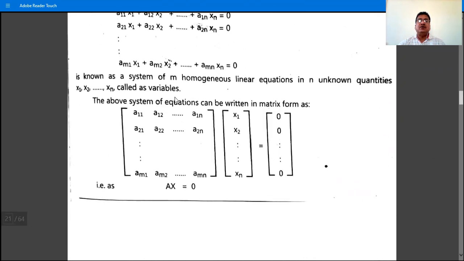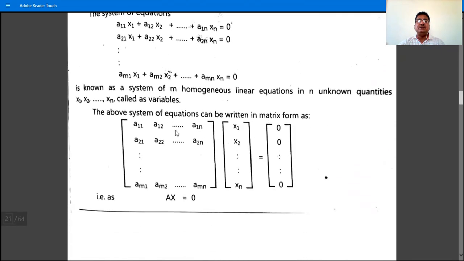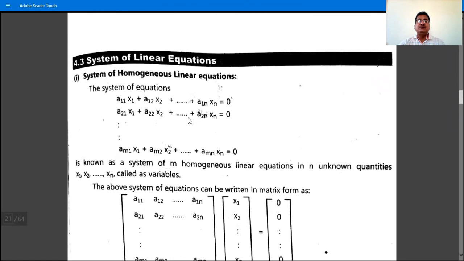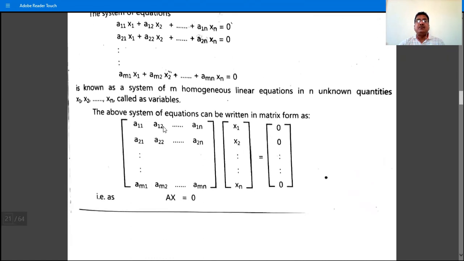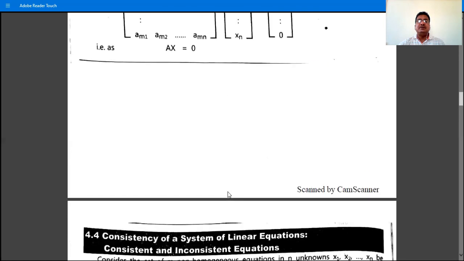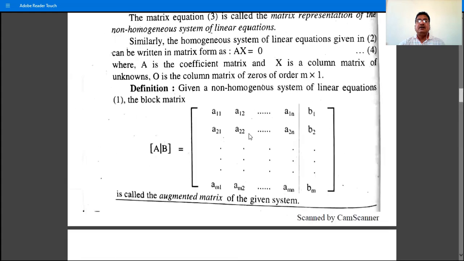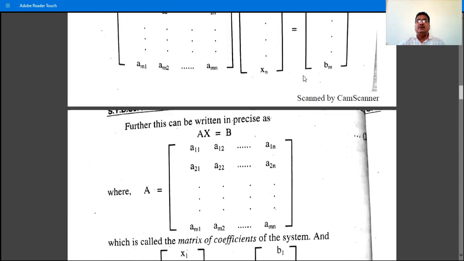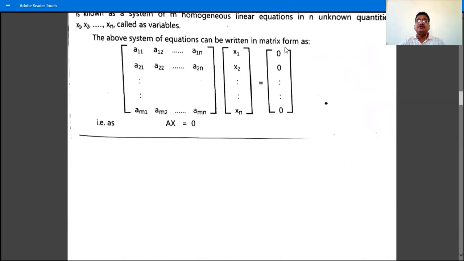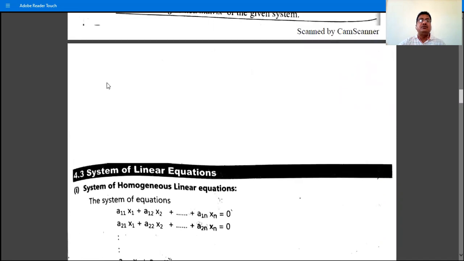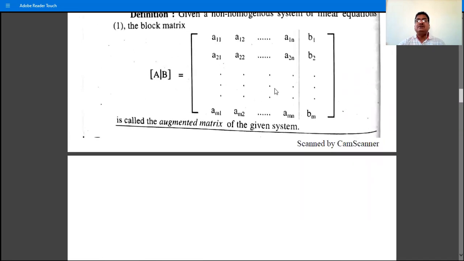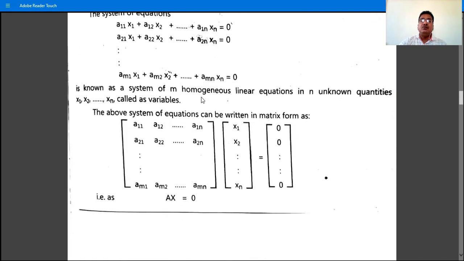So this is the homogeneous system of linear equations, and this is the matrix form, AX is equal to 0. And for the non-homogeneous system, its matrix form is AX equal to B. In the homogeneous system, the column matrix B is 0, and in the augmented matrix A|B, all the entries in this column are 0.